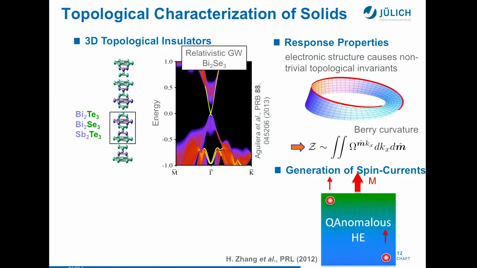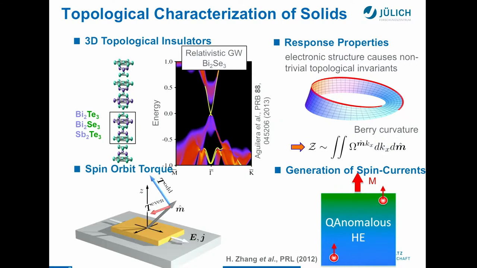And as I said, the electronic structure causes non-trivial topological invariants. They are connected to the Berry phase. The Berry phase is then connected to these topological invariants, and this topological invariant tells you whether the topological matter is trivial or non-trivial. In this way, for example, you can also have the anomalous Hall effect. You produce spin currents, and these spin currents are able, for example, to exert a torque on magnetic nanostructures, and you can switch the magnetization by these anomalous Hall currents.